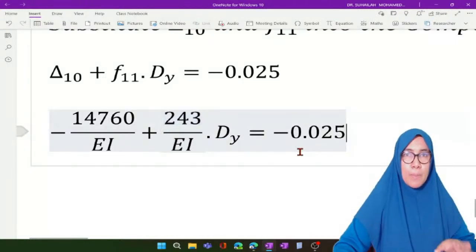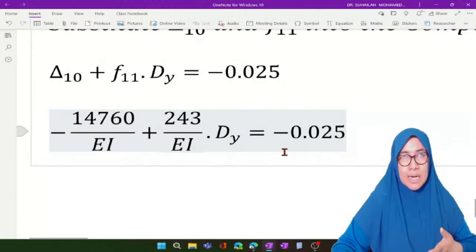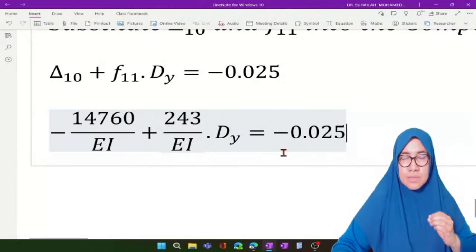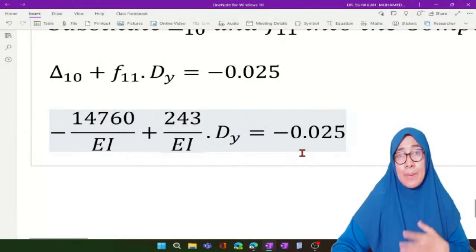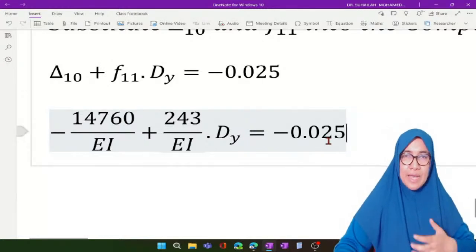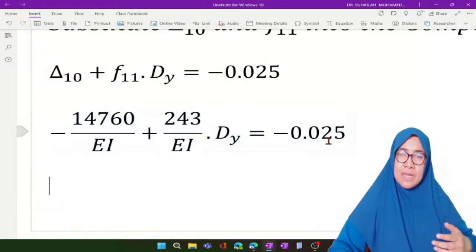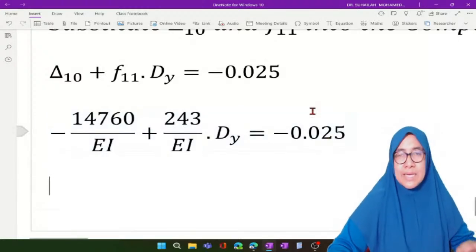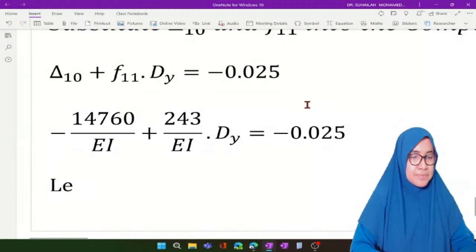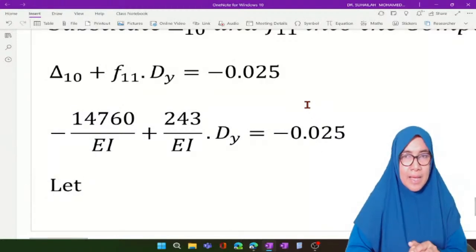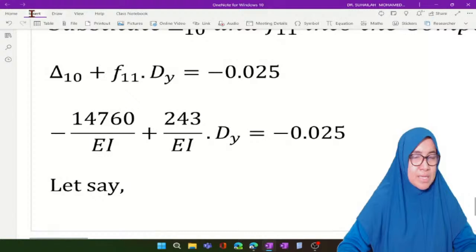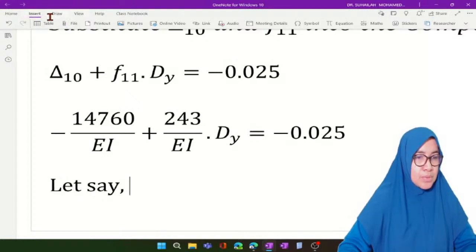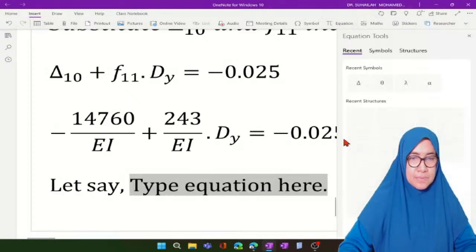Normally when we analyze a structure with support settlement, if the settlement is given in mm or meter, it means we have to have the E and I values. If E and I are not given, you can also assume them. Since I didn't give you EI at the beginning of the question, let's say E is equal to 200 GPa.